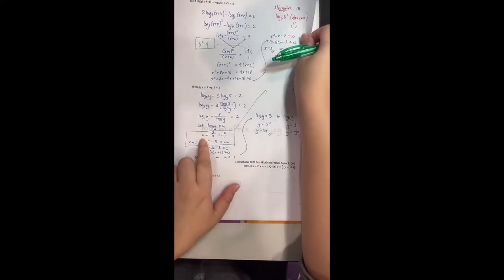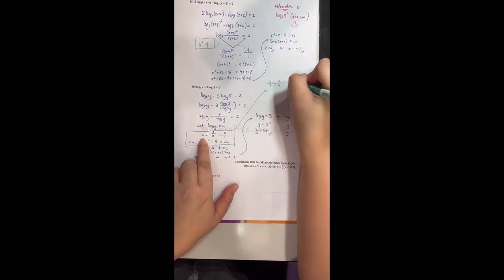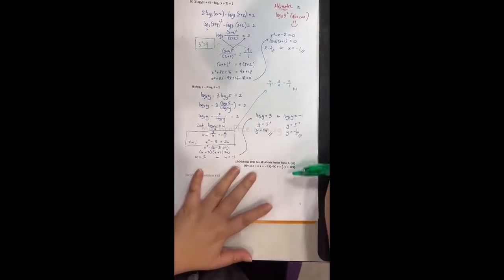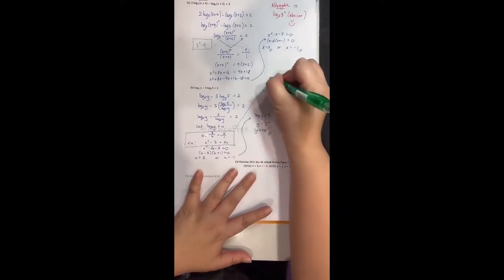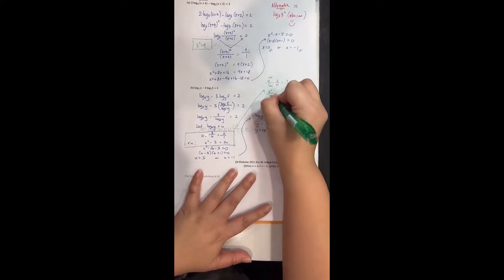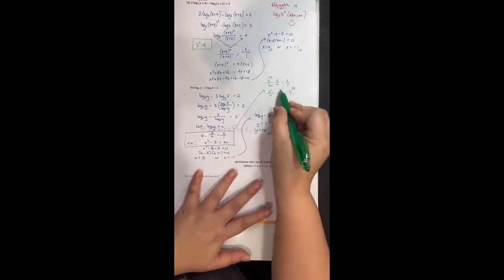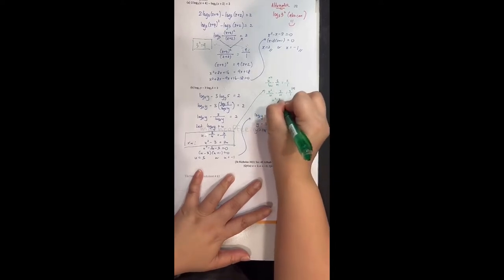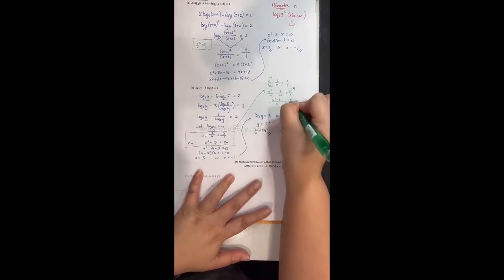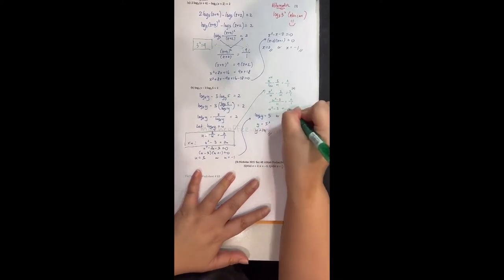Here, do you agree that this is actually u over 1 minus 3 over u equals to 2 over 1? So let's combine this into a single fraction. Times u, so it is u squared over u minus 3 over u equals to 2 over 1. Combine this into a single fraction: u squared minus 3 over u equals to 2 over 1. Cross multiply, u squared minus 3 equals to 2u.